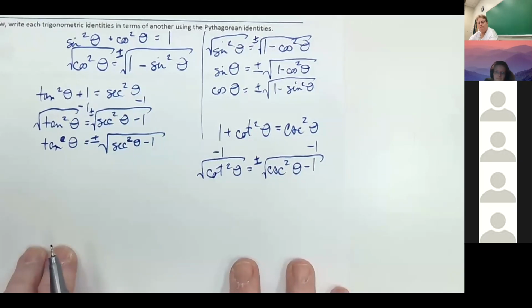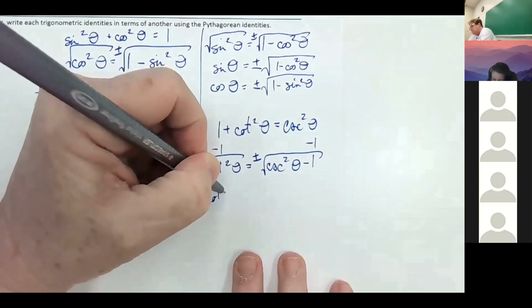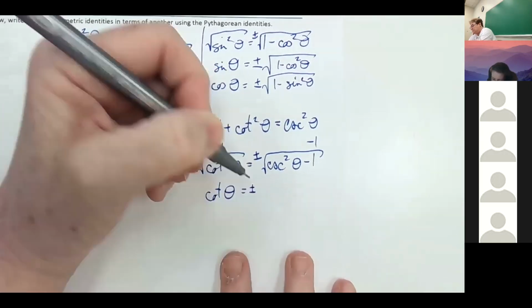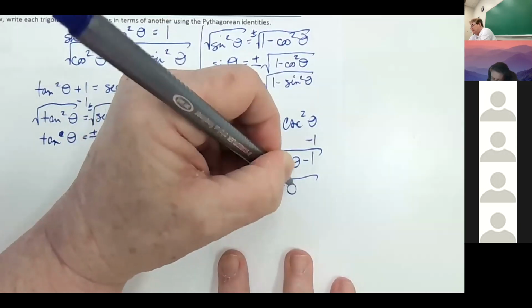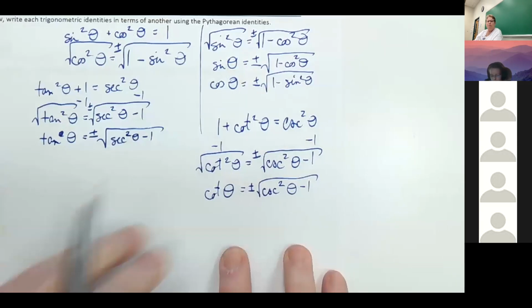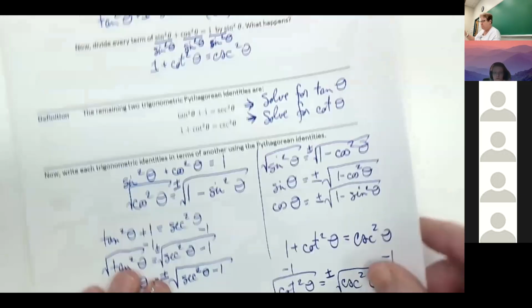And you have cotangent theta equals plus or minus the square root of cosecant squared theta minus 1. Like this? Excellent.